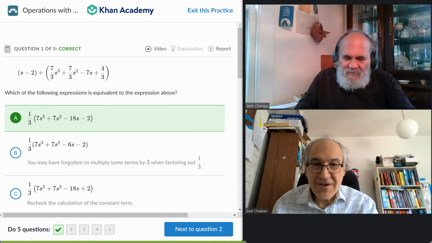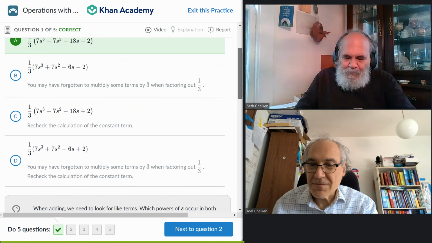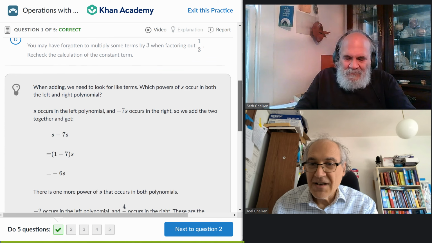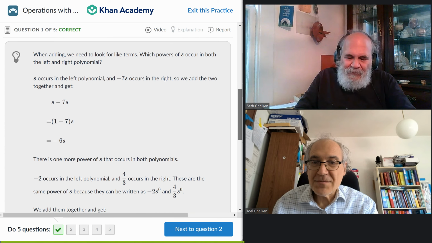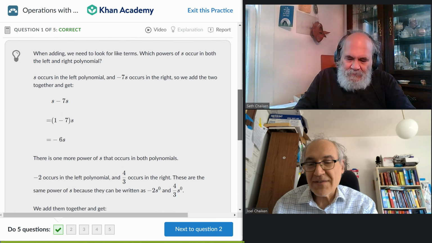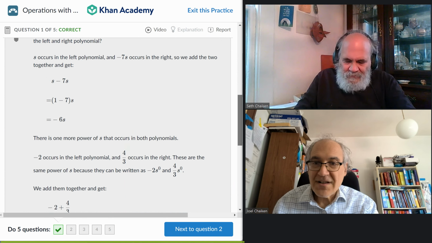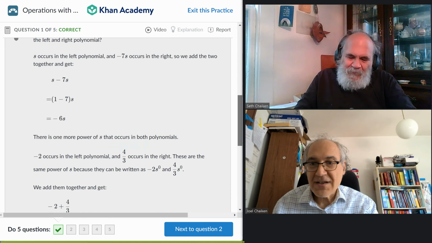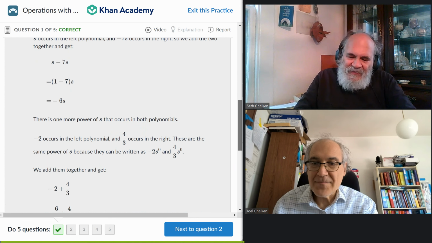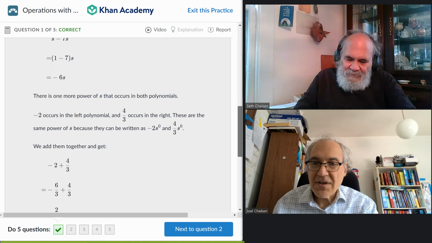Yes, fireworks. Congratulations. We finally got it right. When adding, we look for like terms, which power of s occurs in both the left and right polynomials. S occurs in the left polynomial with negative s on the right, so we add the two together. They do the s term.